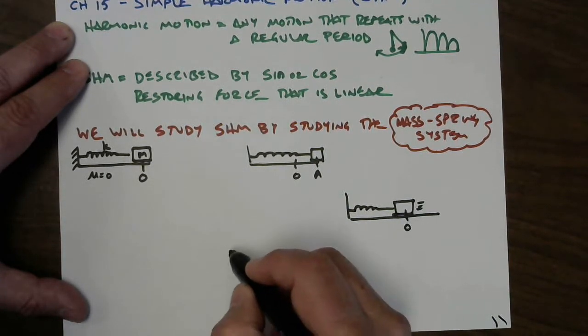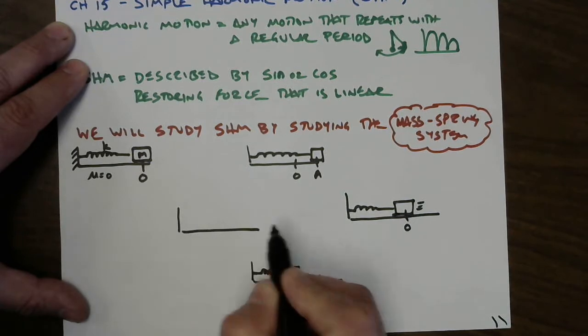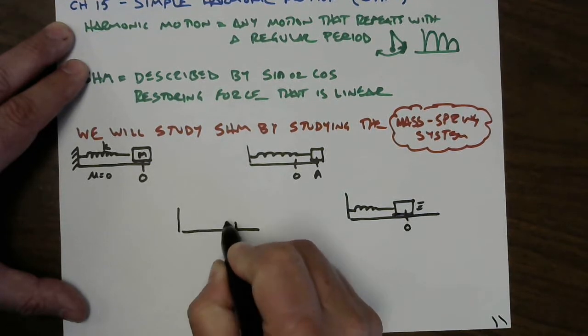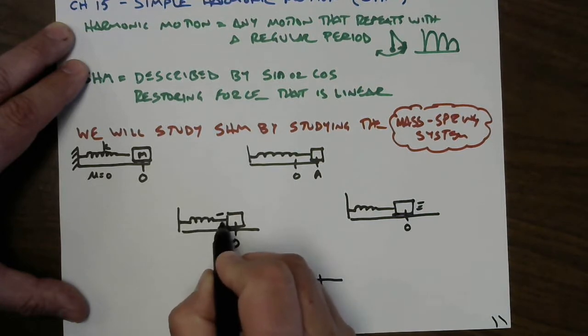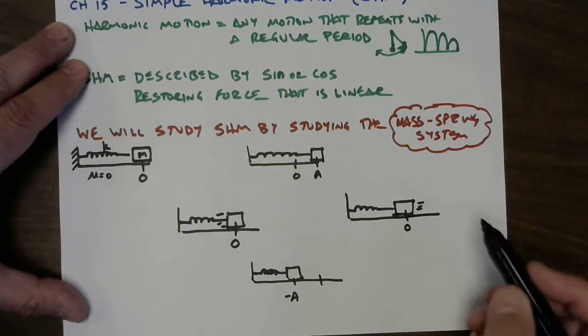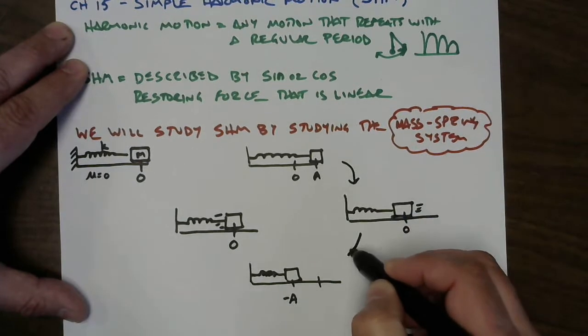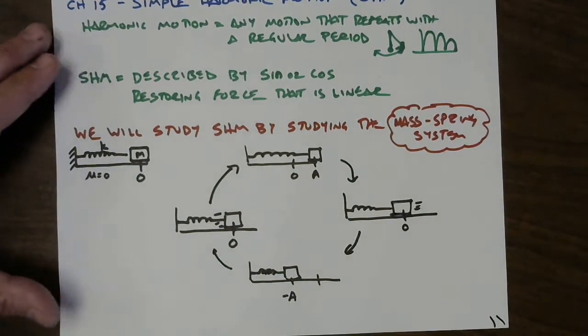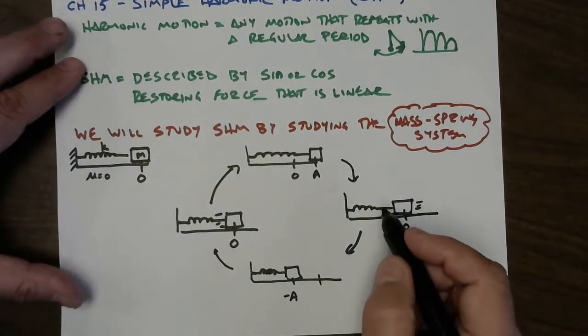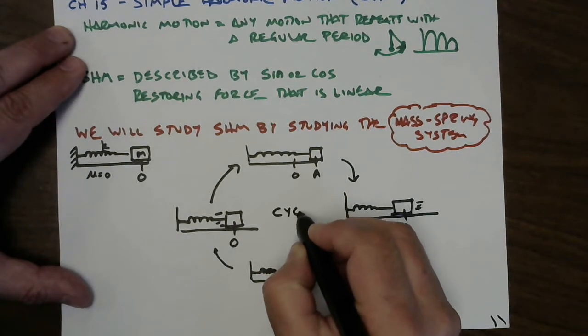But the spring will now push it out, so it will go over here and return to its equilibrium position, but it will now be moving in the other direction and it will overshoot. This is a graph of what's going to happen, or actually a drawing of what's going to happen to this thing as a function of time. This is a cycle.